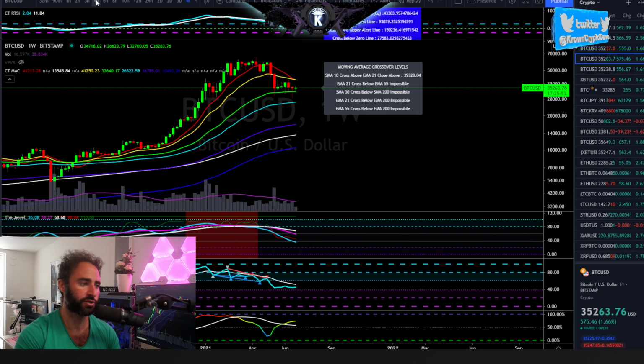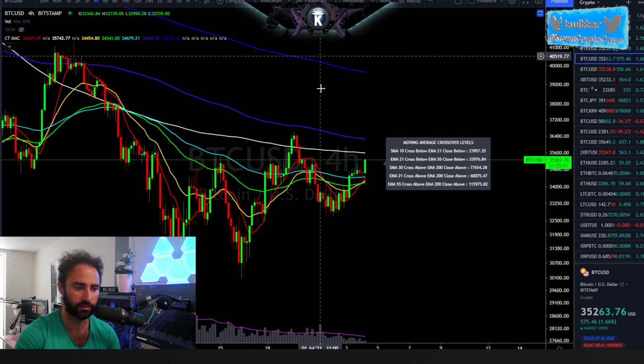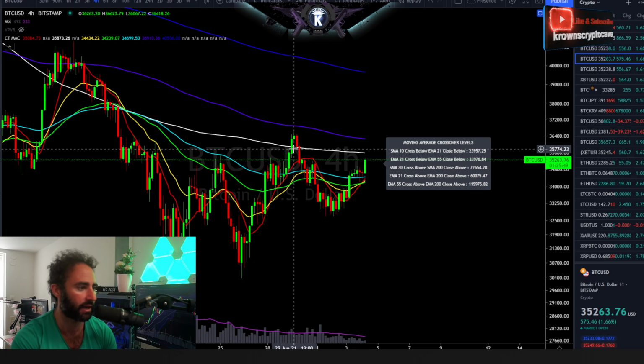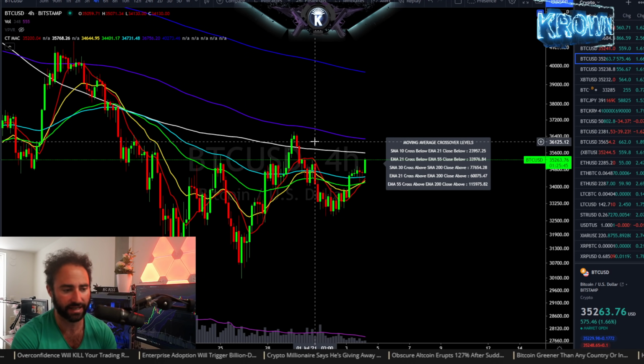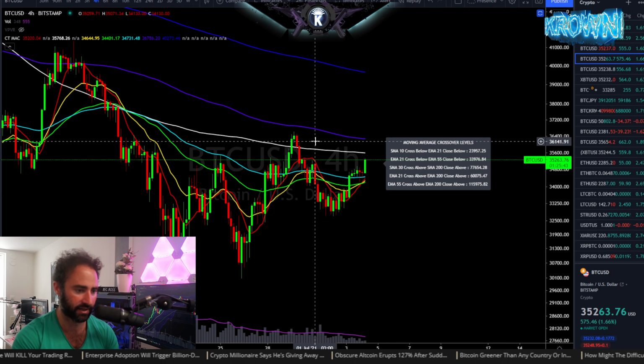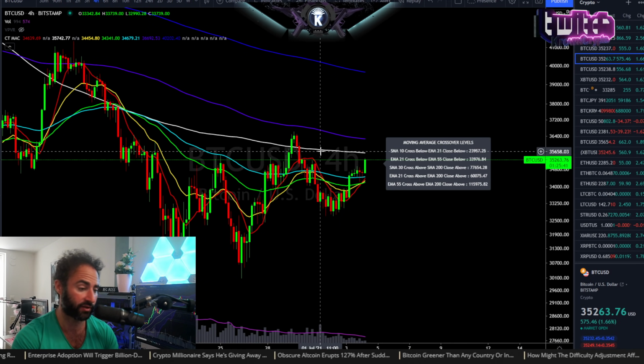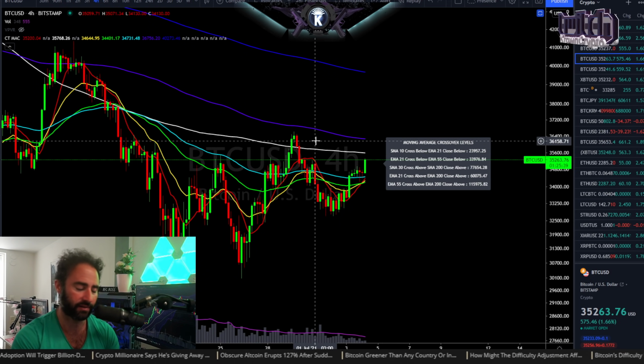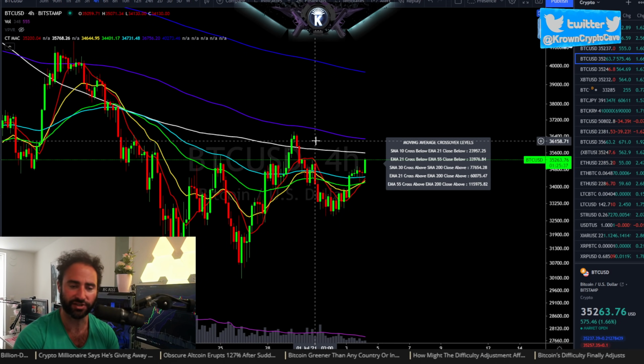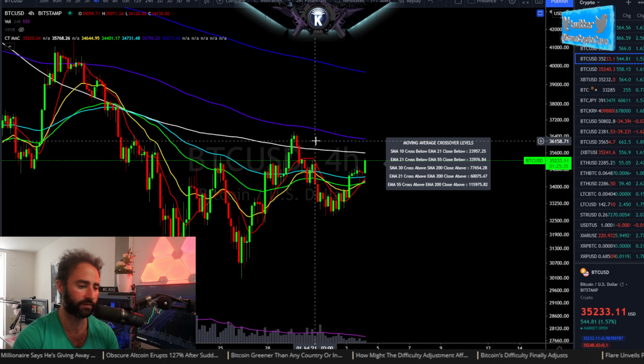I'd be looking for short-term continuation confirmation with any sort of a move back above last week's high. That would be 36,623 and 79 cents, or realistically, any sort of a 4-hour delta closure above about, I'd even say 35.5 to be honest with you. But if you want to be super safe, not that there's anything such as safe, I'd say about 36,150-ish region right here.